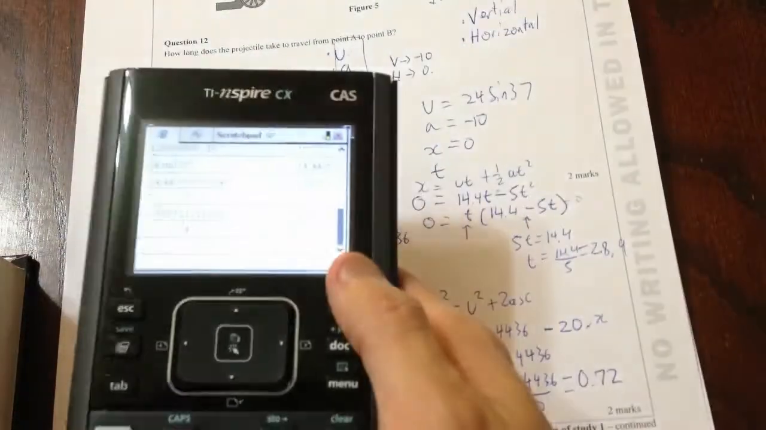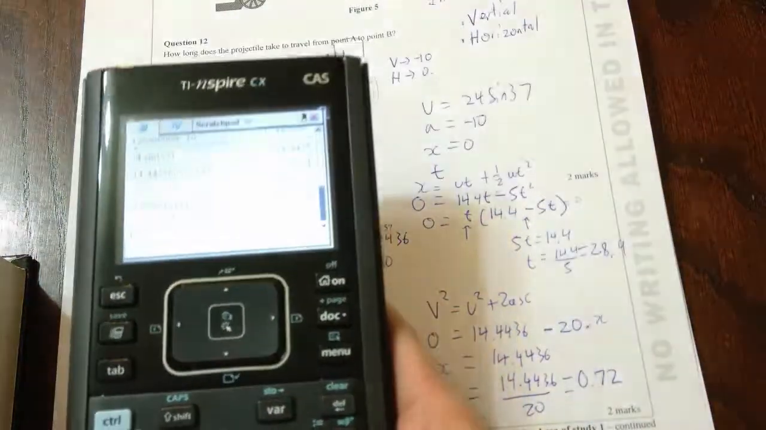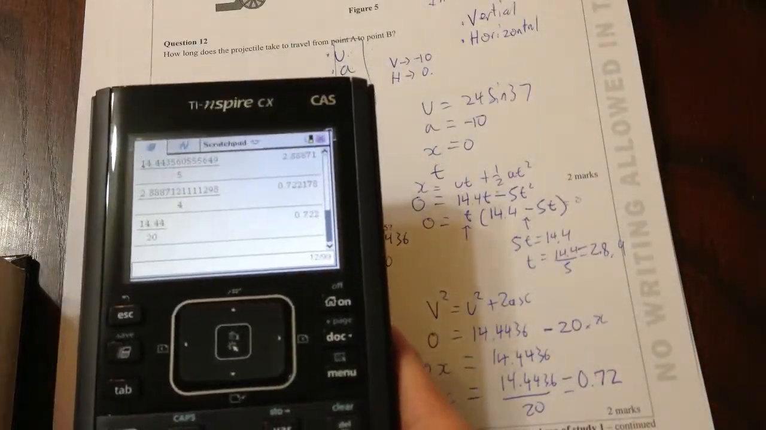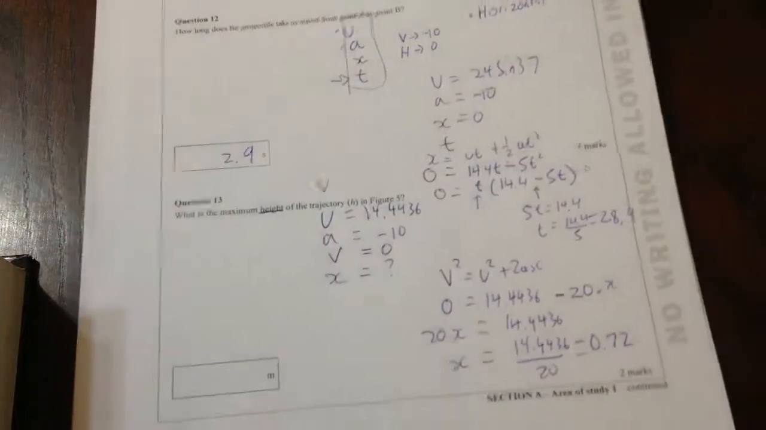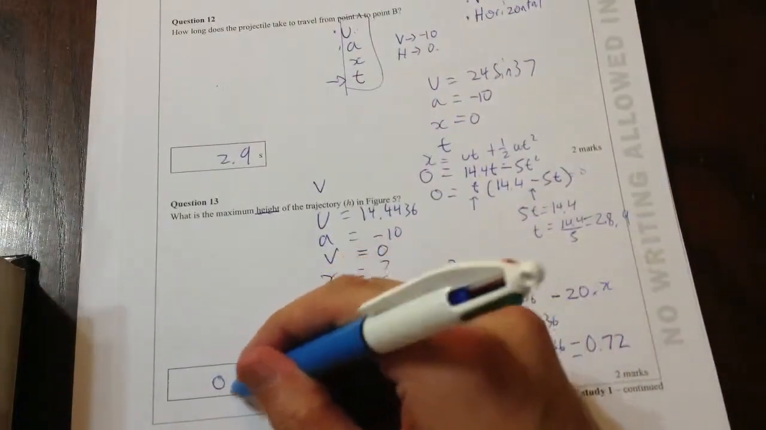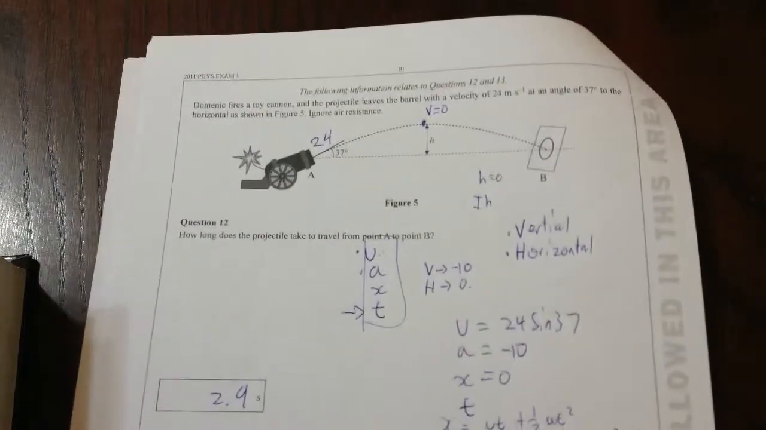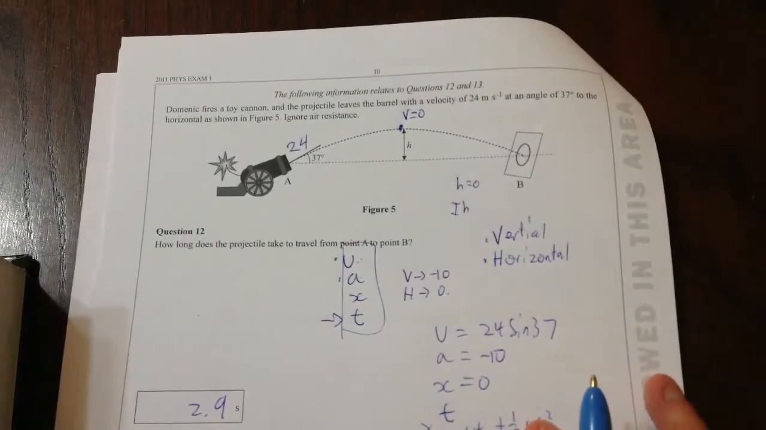0.72. So let me just check that. 14.44 squared divided by 20. Yeah, 0.72. 0.72 meters. And that's how you do this question. It's 2011, question 12, question 13. Cheers.